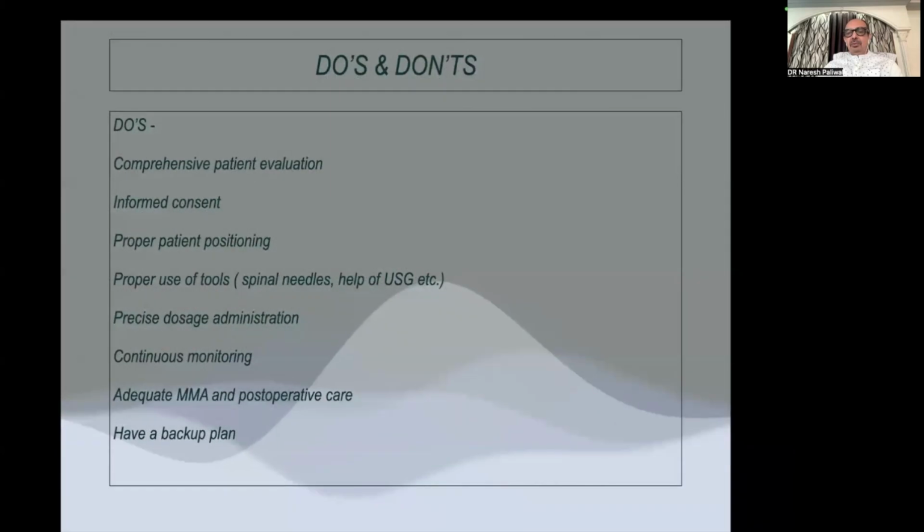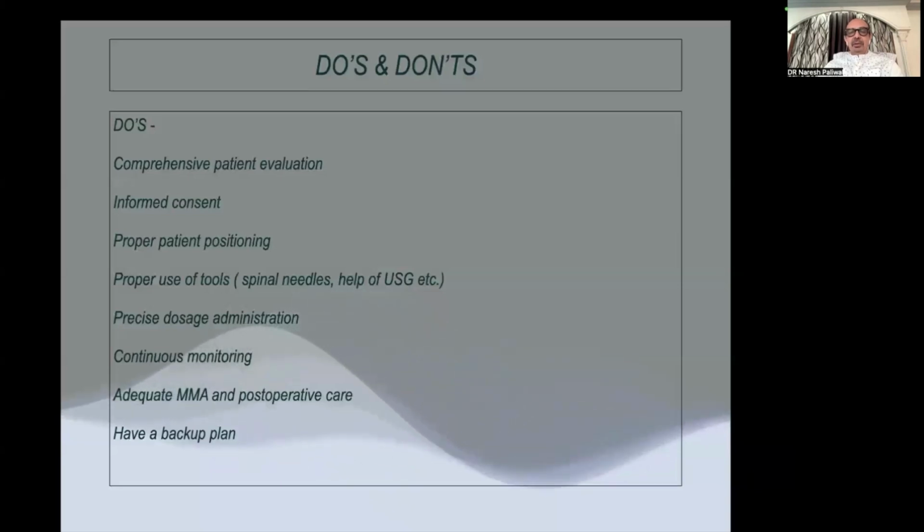Now, something about do's and don'ts. In the do's, you need to do a complete comprehensive pre-anesthetic evaluation of the kid. What are the developmental anomalies, if there are any congenital associated defects, and any upper respiratory infections or other anomalies. Then informed consent. Proper patient positioning, whatever position you want, avoid the flexion of the head. Proper use of the tools.